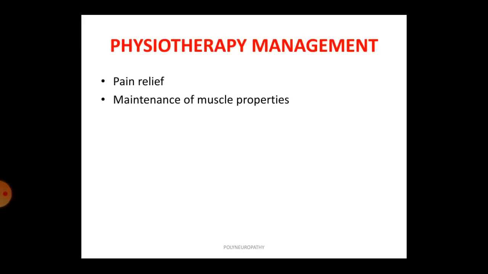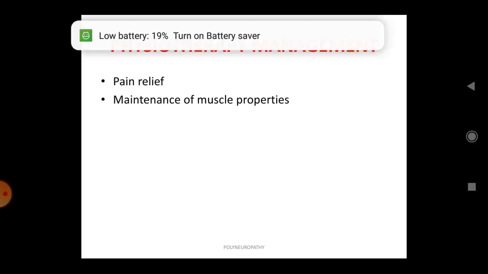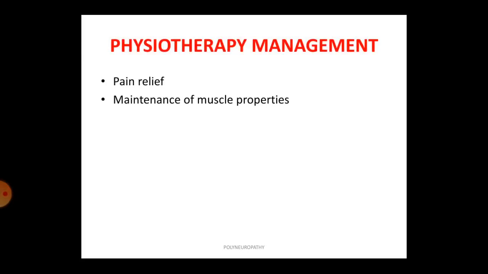But if the patient is able to perform active movements, better you go with active movements rather than electrical stimulation. But if the patient is not doing active movement, in that case, for muscle property maintenance, you can think of ES, that is electrical stimulation. Then prevention and treatment of pressure sores.